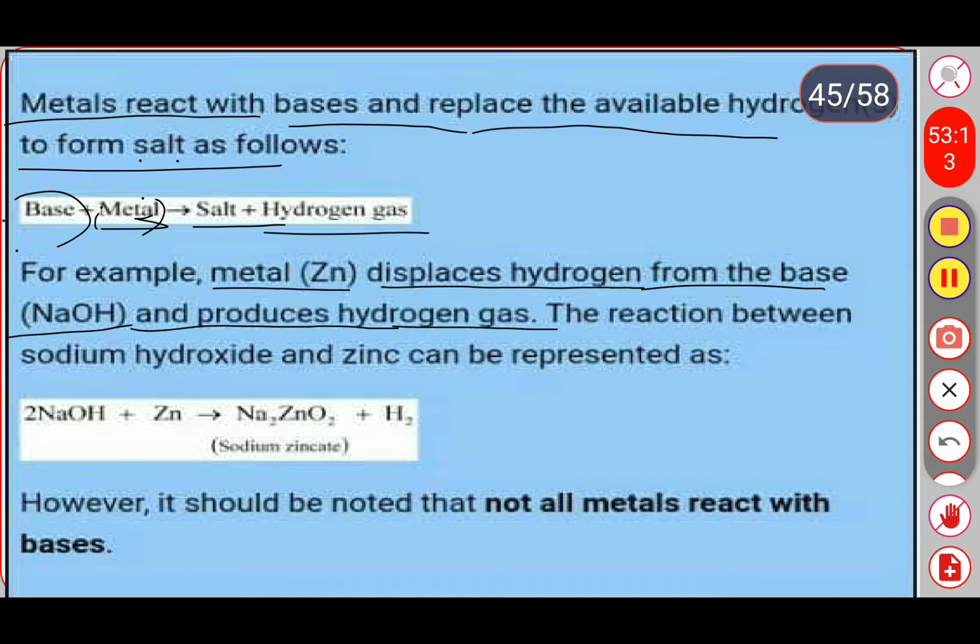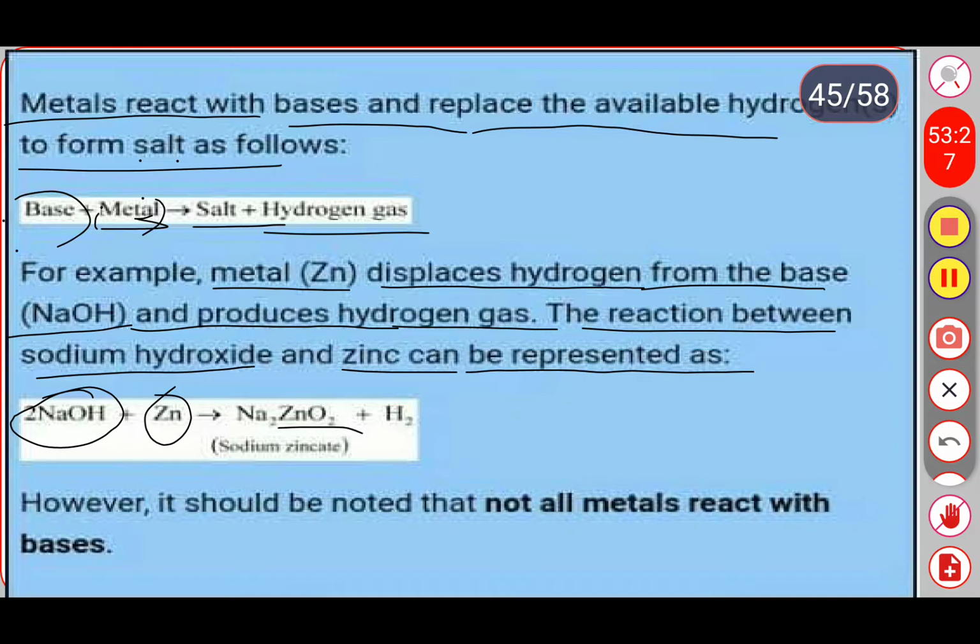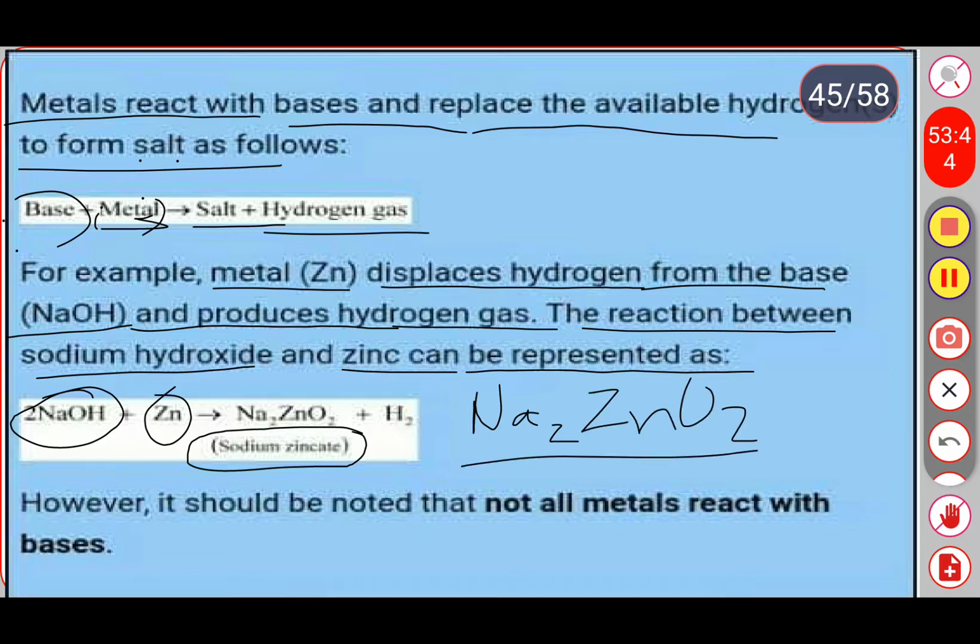Here sodium hydroxide reacts with zinc, and it produces sodium zincate along with hydrogen gas. So what is the molecular formula of sodium zincate? Na2ZnO2. This is the molecular formula of sodium zincate. However, it should be noted that not all metals react with bases. Only a few metals react with bases to produce a salt and hydrogen gas.